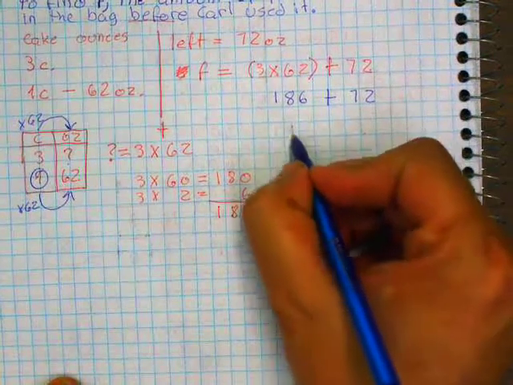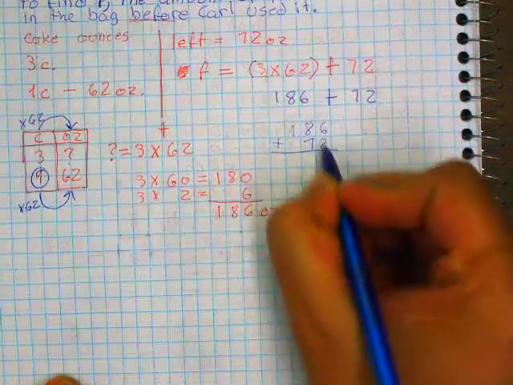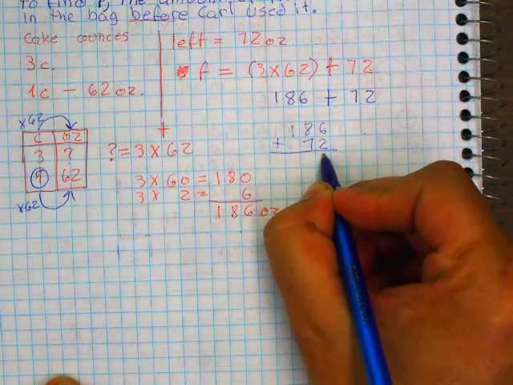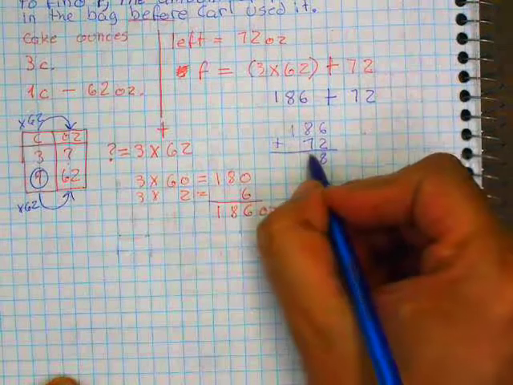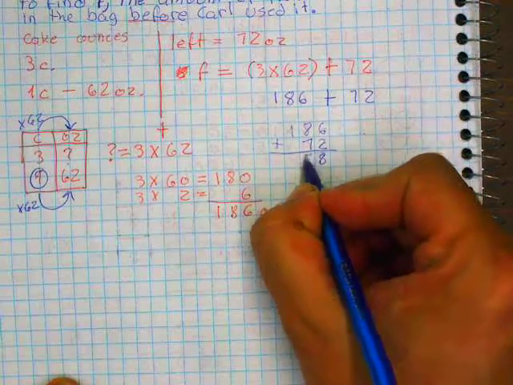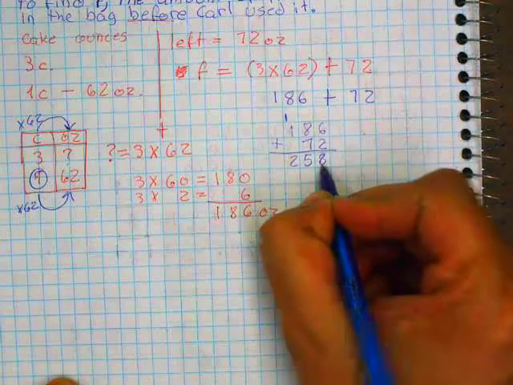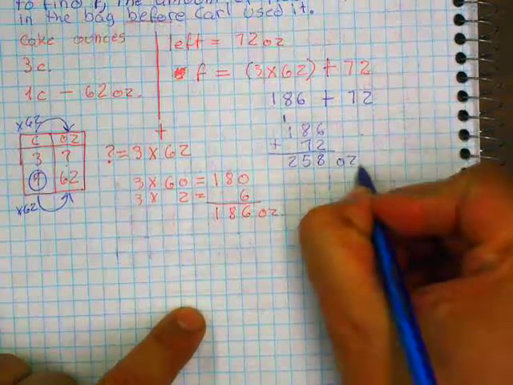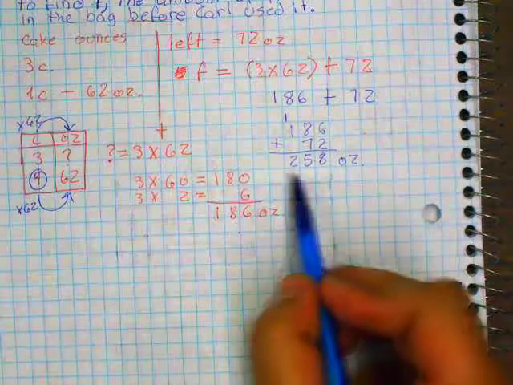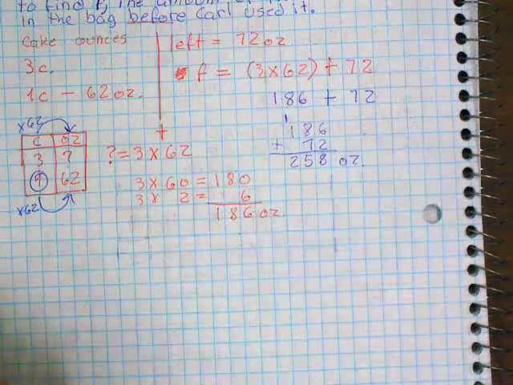So 186 plus 72. 6 plus 2? 8. 8 plus 7? 15. And 1 plus 1? 2. So it's 258 ounces. So now I know that the bag had 258 ounces, but I need to draw a model or my diagram.